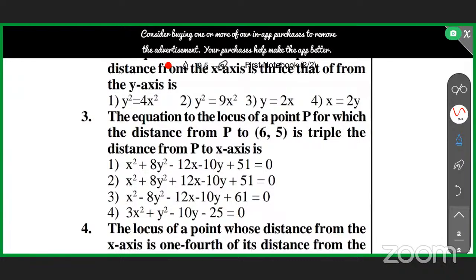Excuse me, sir. Yes? Sir, we should take point B as (0,0). No. Why can't we take point B as (0,0) here? This is origin. This is my A. This is my P, (x, y). This is my B. B is a point on the x-axis. Okay, sir.